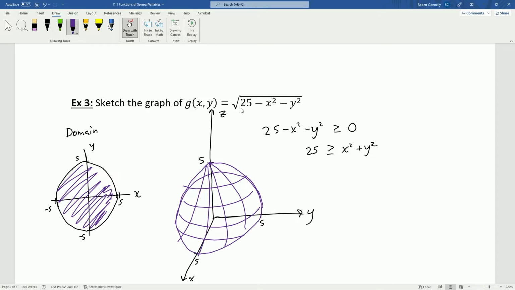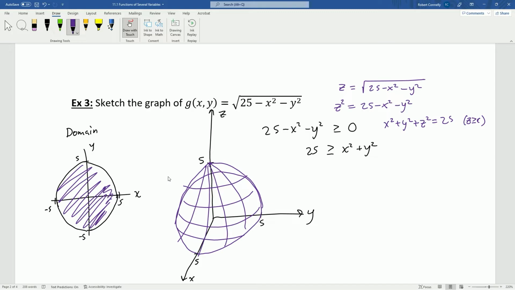So in this case, if we went a little bit further with this equation and manipulated it further, we'd have z equals this square root. So z has to be positive here. But if we squared both sides, assuming z was positive, and added the x squared and y squared to the other side, we get x squared plus y squared plus z squared equals 25. So that tells you this is the sphere with radius 5, but we have that restriction that z is greater than or equal to 0.